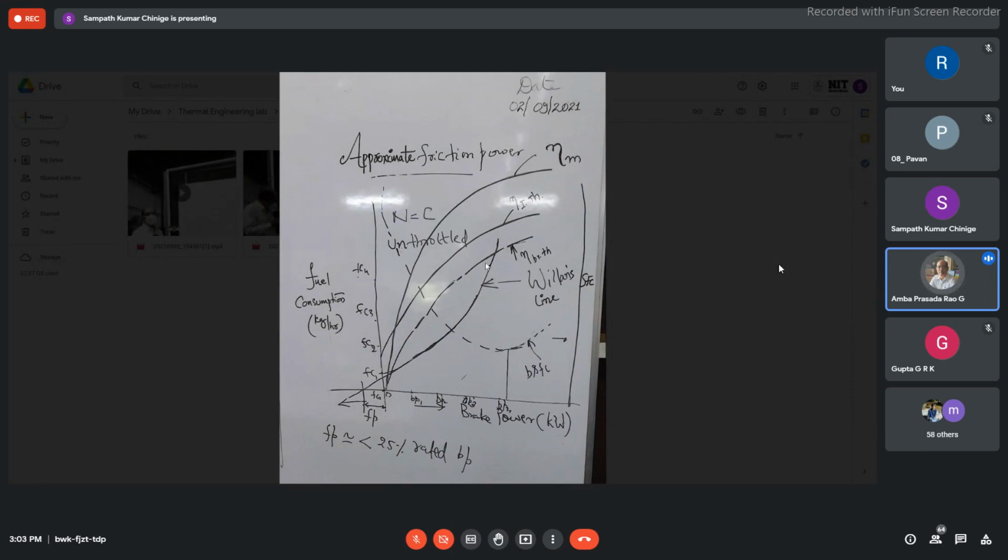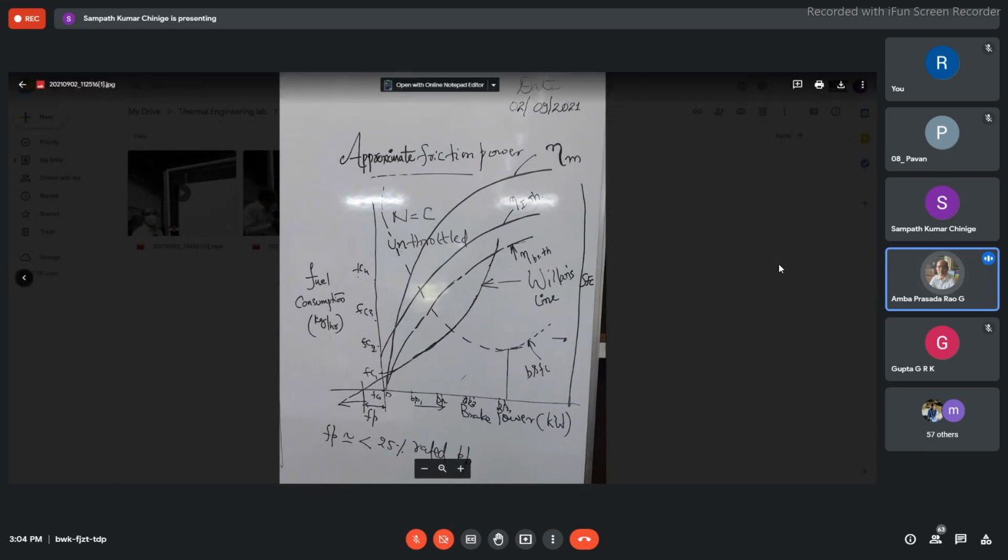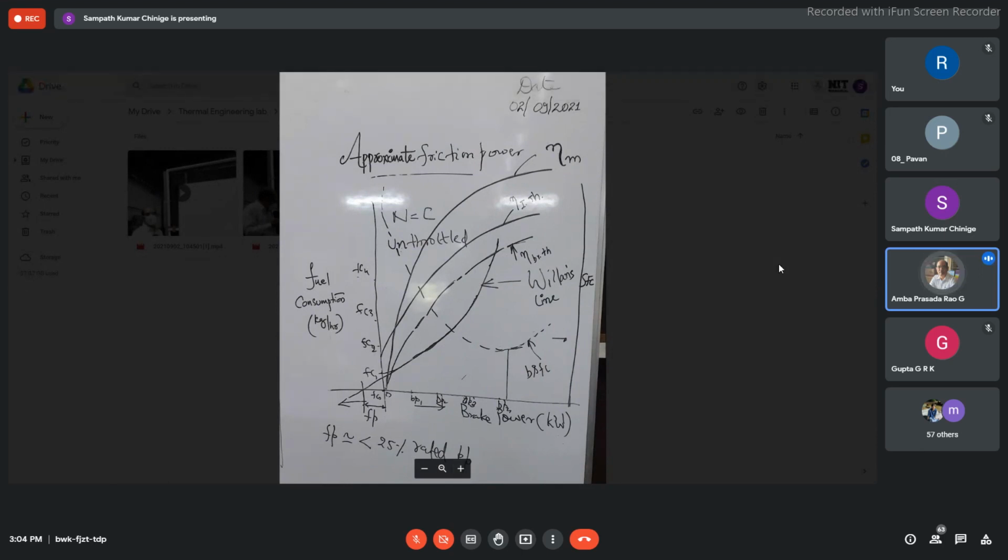Any efficiency is nothing but output by input. Output here is brake power. Brake power by heat input. Heat input is mass flow rate of fuel consumption multiplied by calorific value of fuel. So brake power by mass flow rate of fuel consumption into CV into some conversion factor, because BP is in kilowatts, the denominator gives you kg per hour into kilojoules per kg, so kilojoules per hour. So you convert it into seconds. So unit consistency will be there. Otherwise it cannot be a non-dimensional parameter, efficiency.